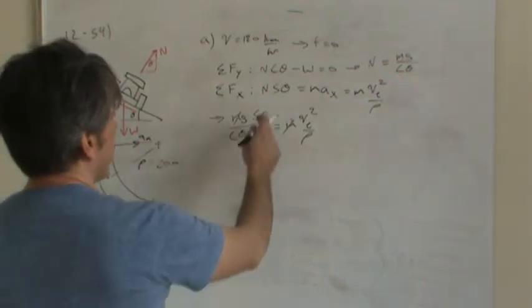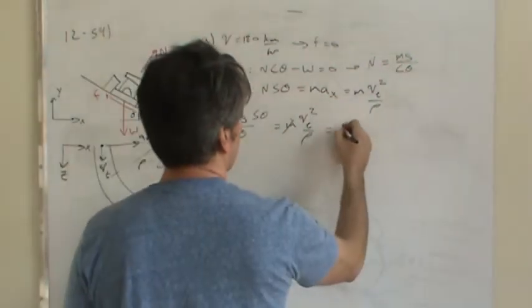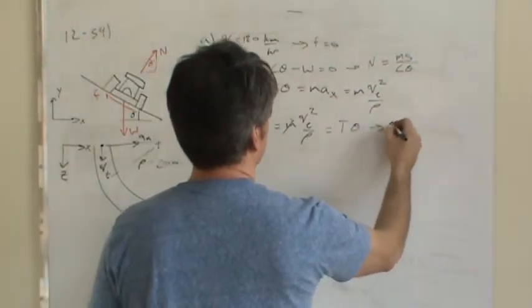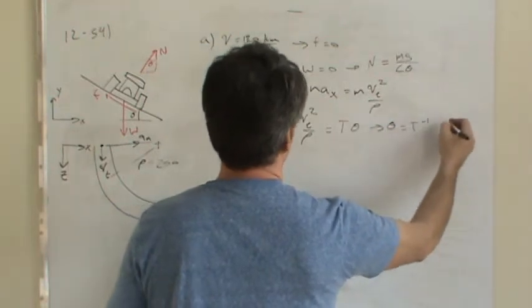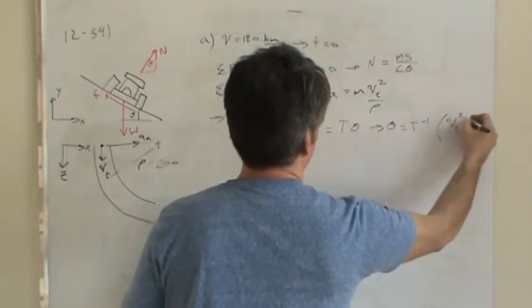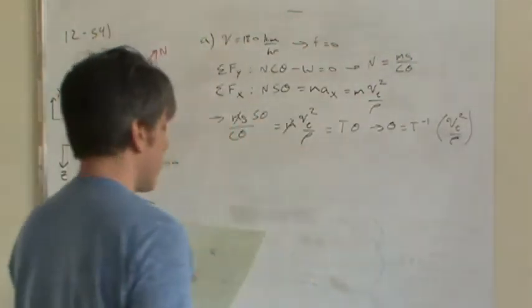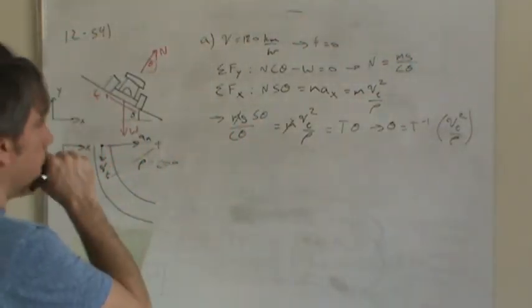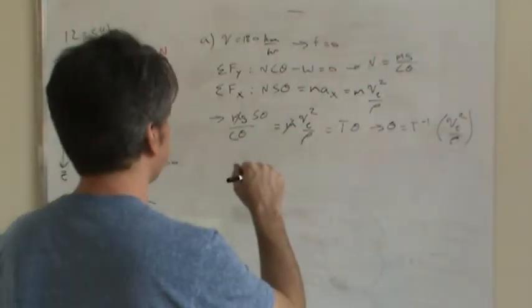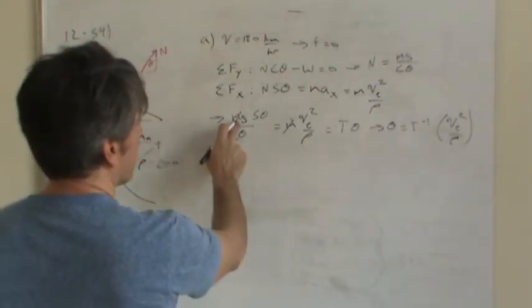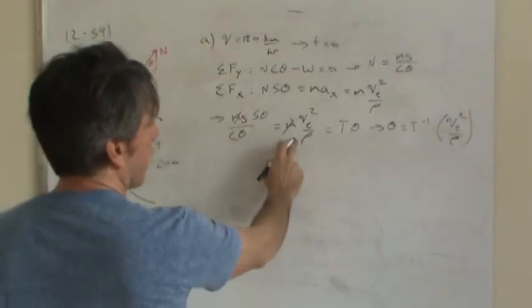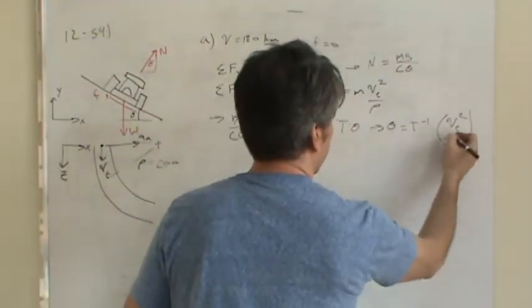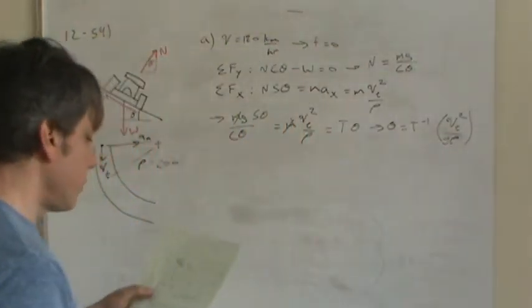And so then sine over cosine is just tangent of theta, and so that tells us that theta is the inverse tangent of Vt squared over rho. Okay, so we need the inverse tangent function, and I'm sorry, I forgot the g. The g needs to be divided out as well, so I need a g over here that I missed.